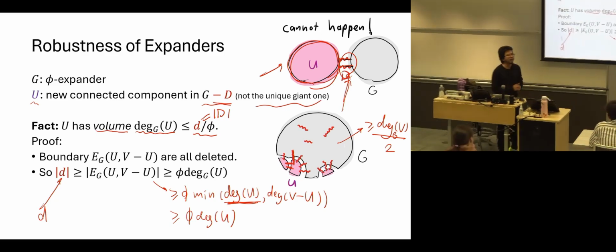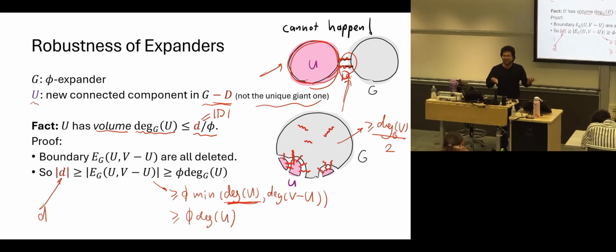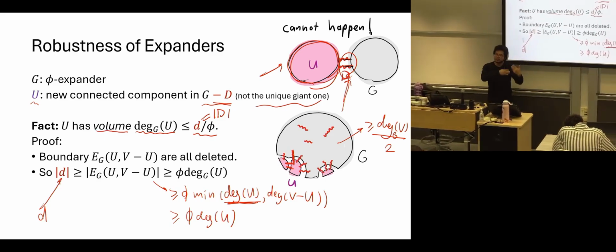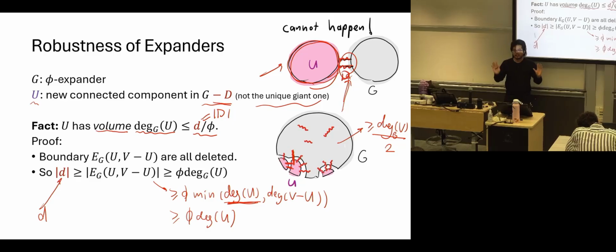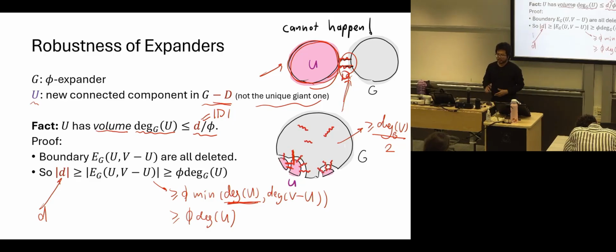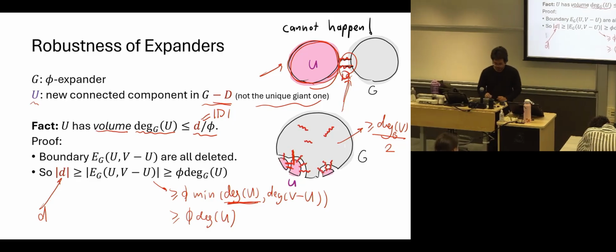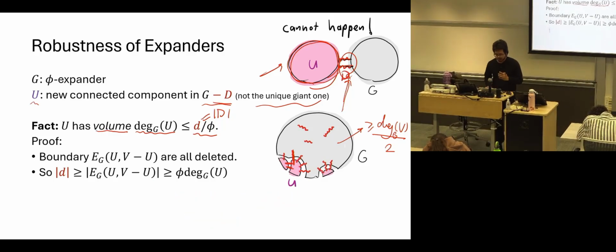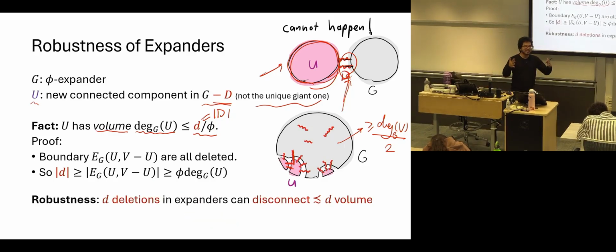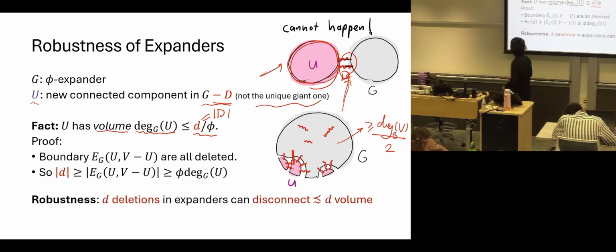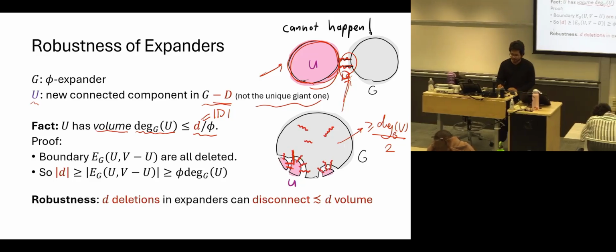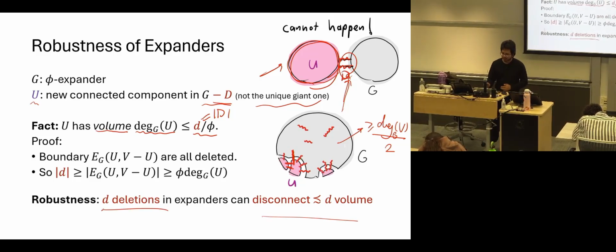So this is what I mean by the robustness of expander. If you delete a small set, it can split off only a small set. The connectivity of the expander is not just some connected graph, it's robustly connected. So this is just something you keep in mind: deleting D things disconnects D volume.